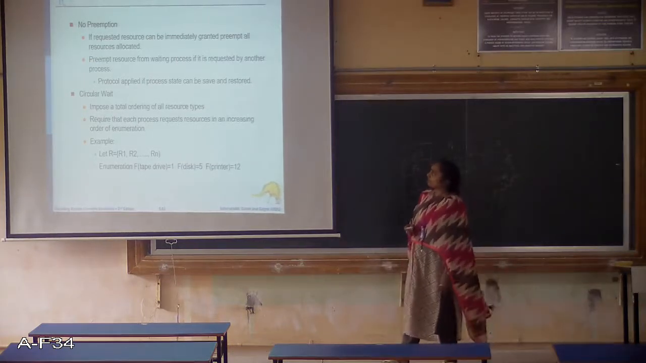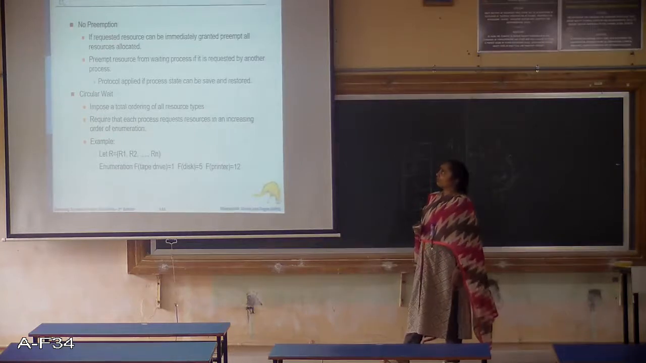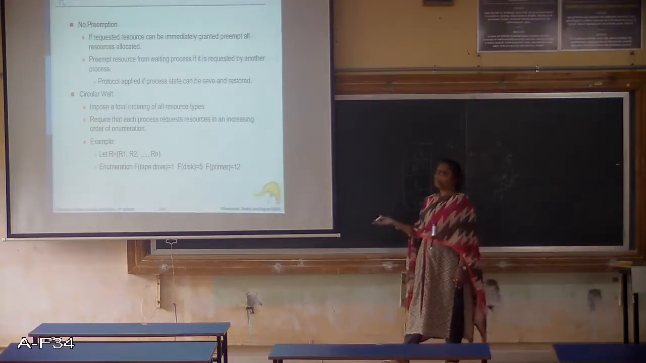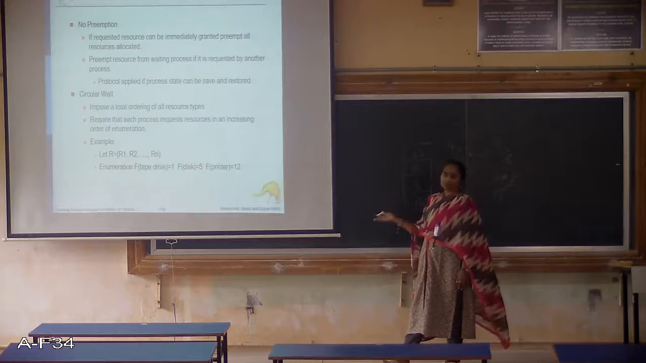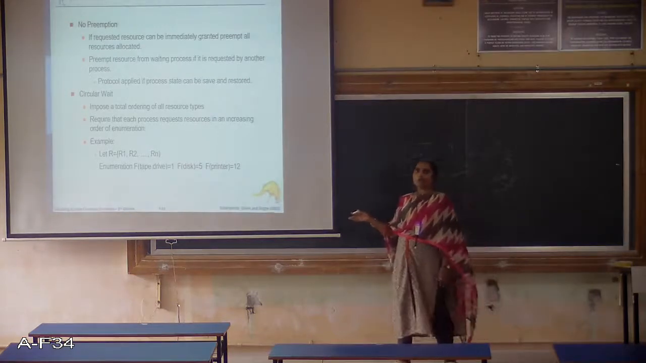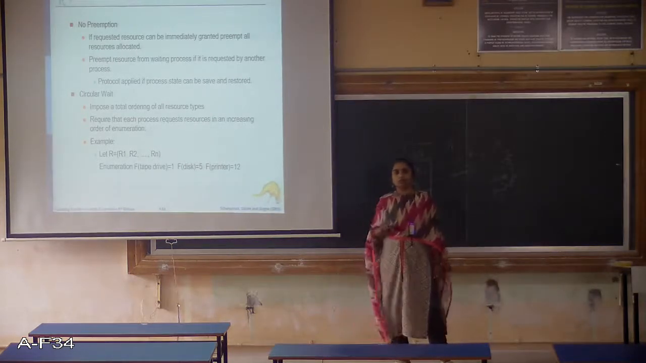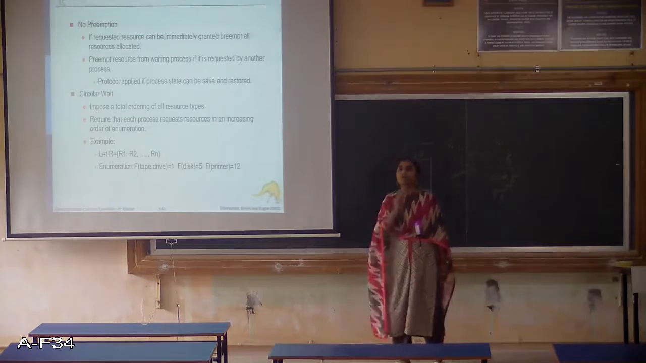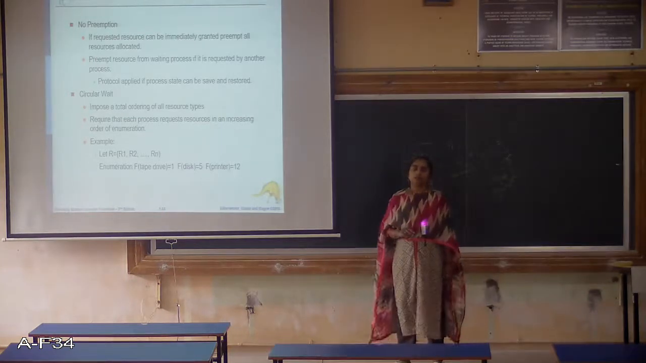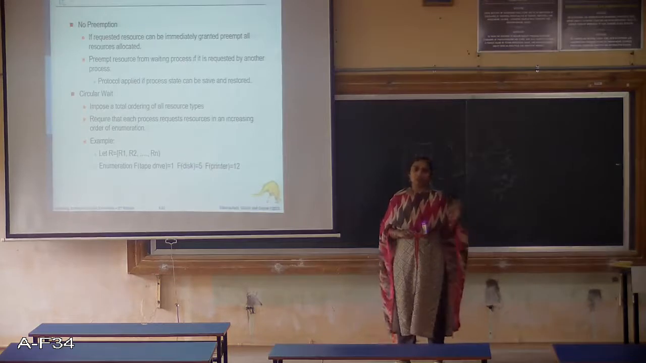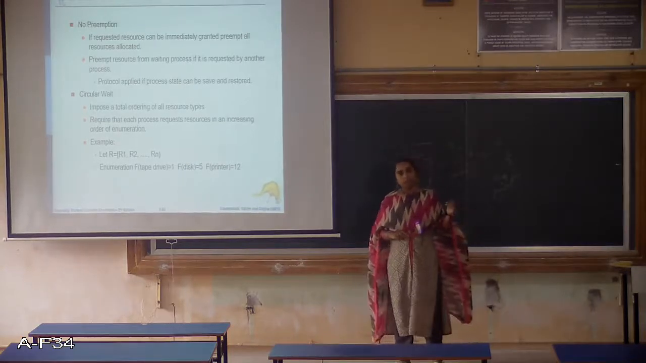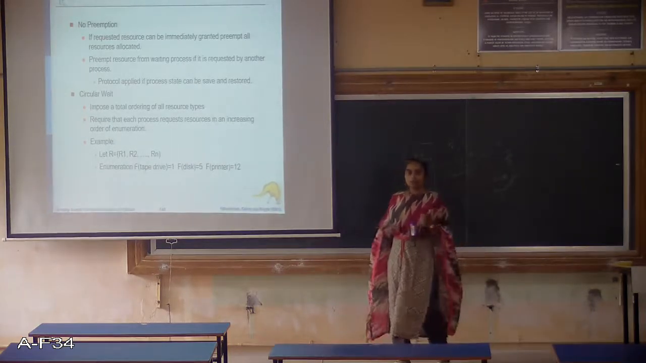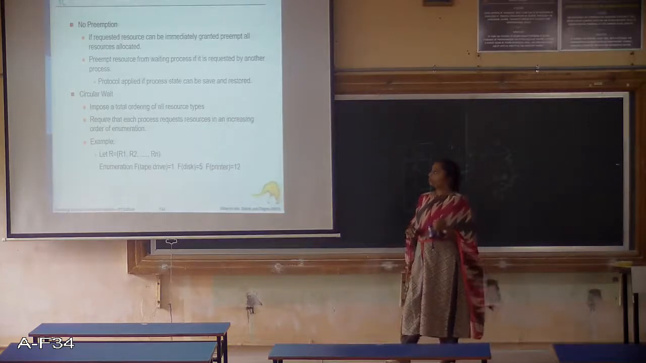Next, what can you do? Preempt resources from waiting processes if requested by another process. If the resource is already available with the operating system, it will provide the resource and the process can execute. But if that resource is with some other waiting process, then it's better to preempt it, take it back and allocate it to this process.